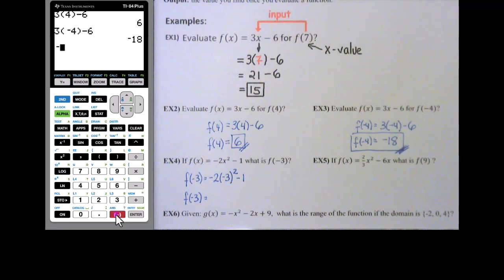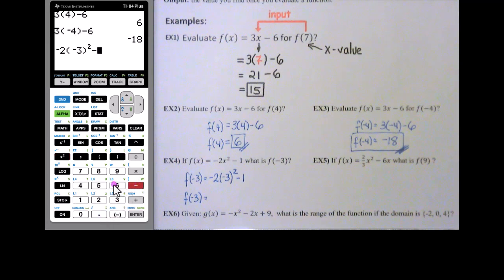So this will be negative 2, parenthesis, negative 3, close parenthesis, and then we're going to do the square here. The square button is right here, okay, second power. And then we're going to do minus 1.